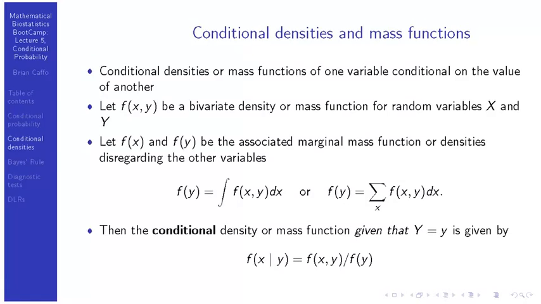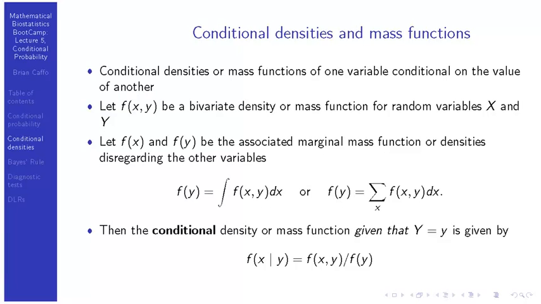So conditional densities or mass functions are exactly the densities and mass functions that govern the behavior of a random variable conditioned on the value that another random variable took. Just to tie this down a little bit, let f of x comma y be a bivariate density or mass function, and it governs the probabilistic behavior of the random variables capital X and capital Y.